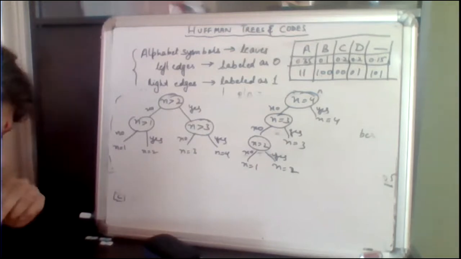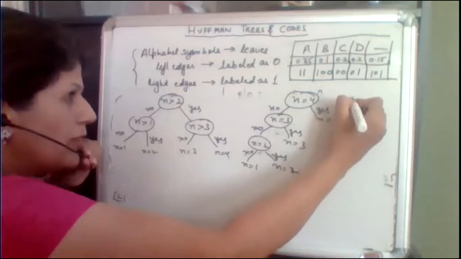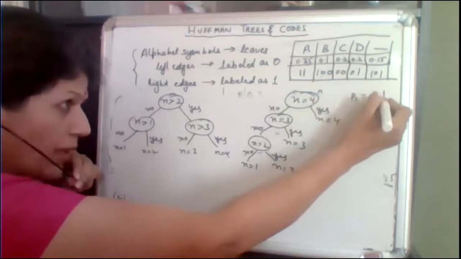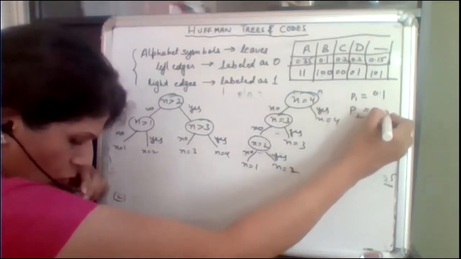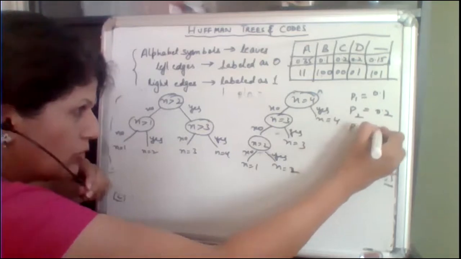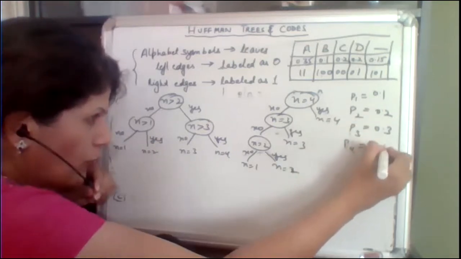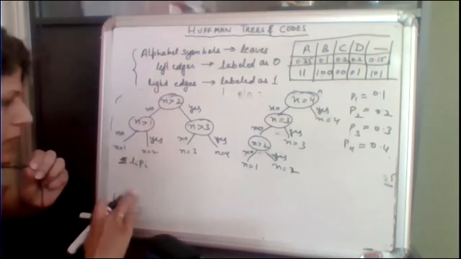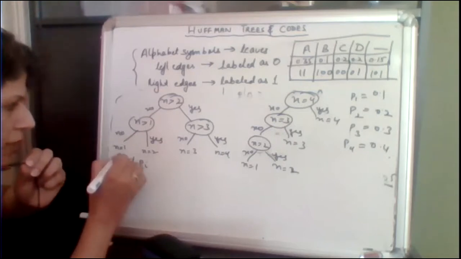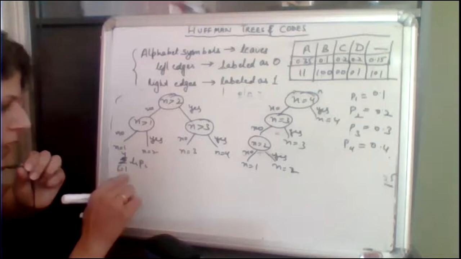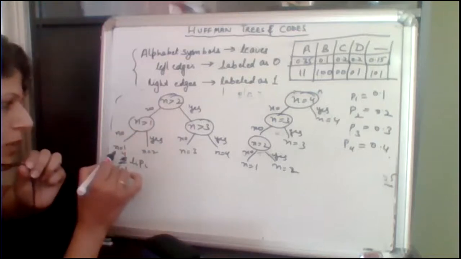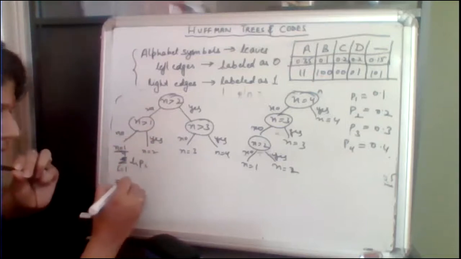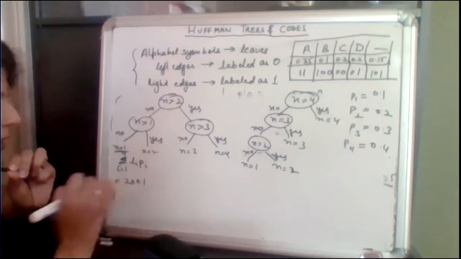Let's say the probabilities given to us: the probability of occurrence of the first element, that means n equal to 1, is 0.1. For the second one, it is 0.2. For the third one, it is 0.3. And the fourth one is 0.4. So let's try to find out what is the summation of Li Pi for i going from 1 to 4. In this case, Li is the path length. To reach the first element, you need two edges. So the path length is 2 and the probability is 0.1.